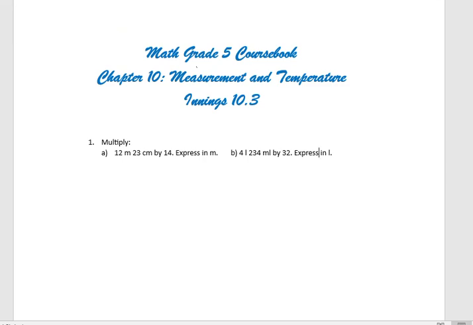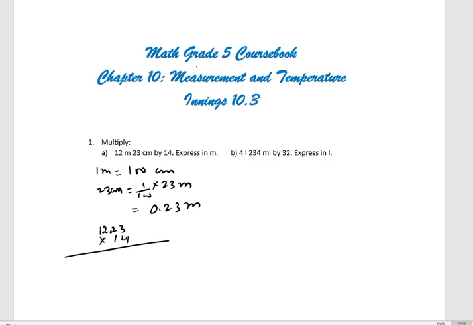23 centimeters into meters only. So we know that 1 meter equals 100 centimeters. So 23 centimeters equals 1 upon 100 into 23 meters, or we can say 0.23 meters. So the question will become 12.23 and we have to multiply by 14. So we will be multiplying by simple multiplication, the way we go with 4 3s are 12.